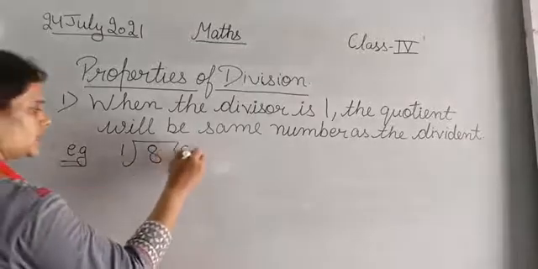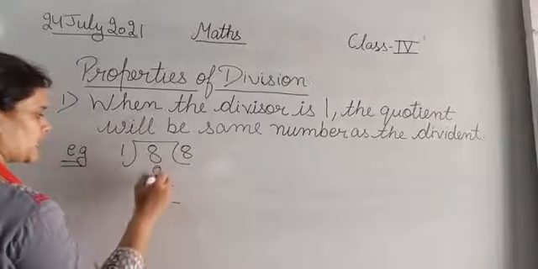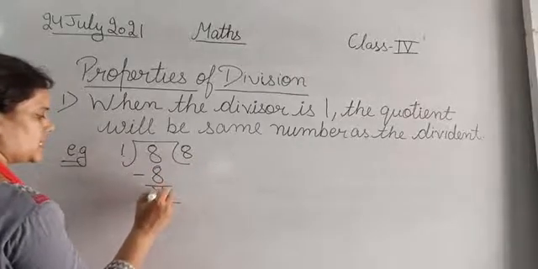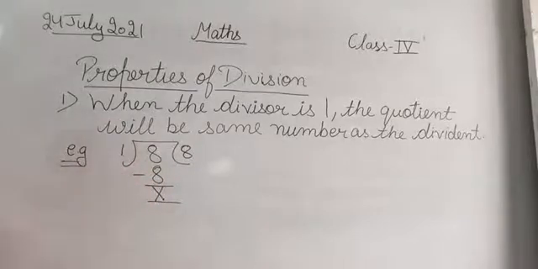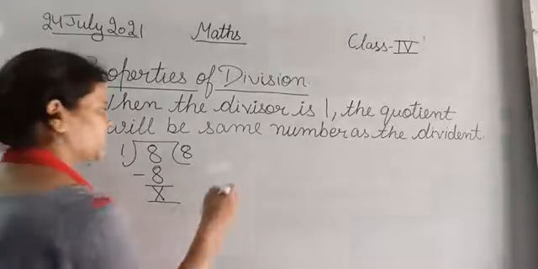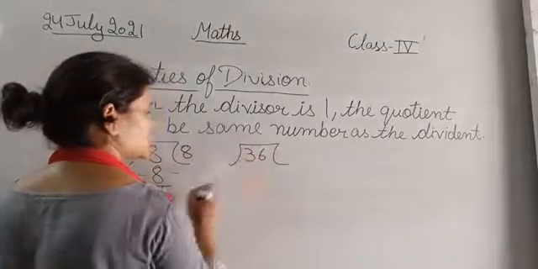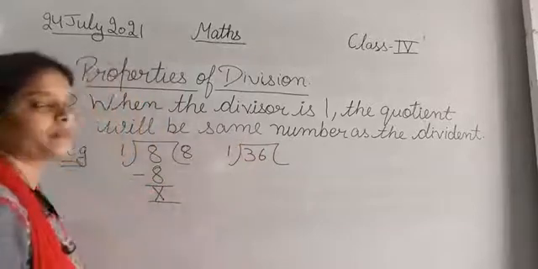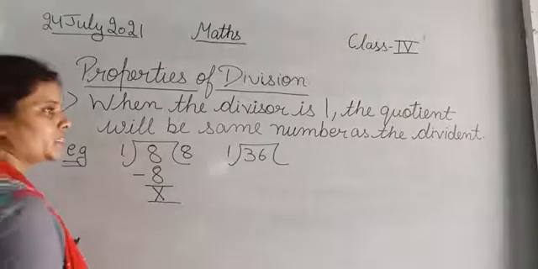1 8s are 8. 8 minus 8, nothing is left. So there is no remainder. The divisor is 1, dividend is 8, and the quotient is also 8. Okay, so one more example here. 36 divided by 1. So let's divide 36 with 1.